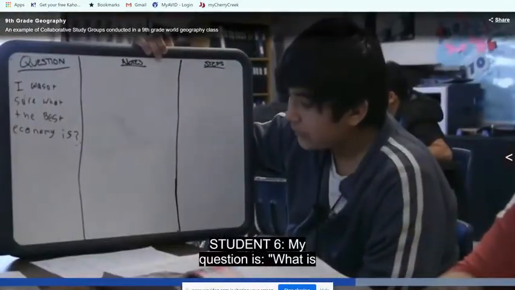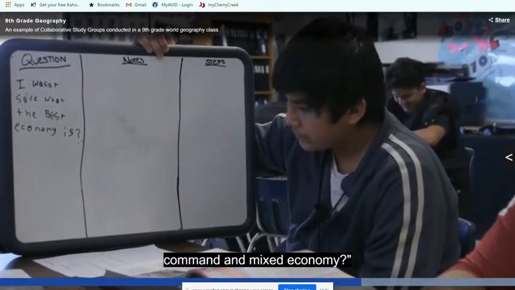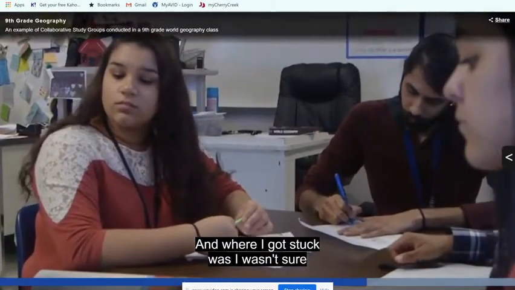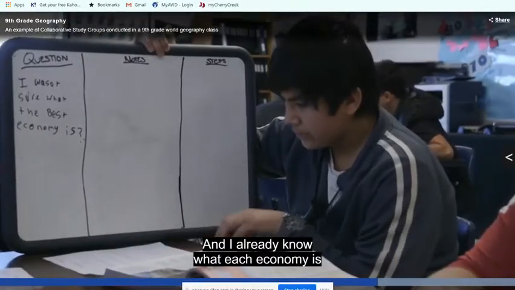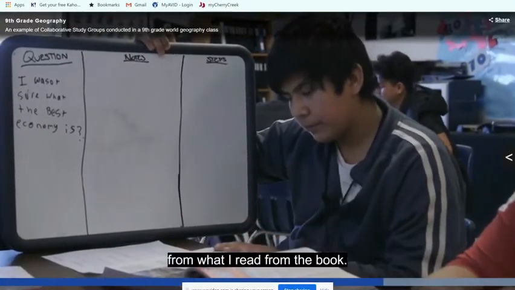My question is, what is the difference between a market, command, and mixed economy? And where I got stuck was I wasn't sure what the best economy would be. And I already know what each economy is from what I read from the book.